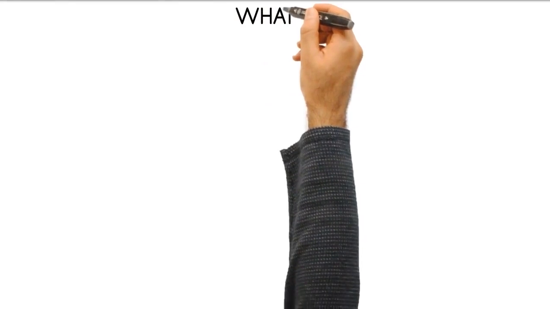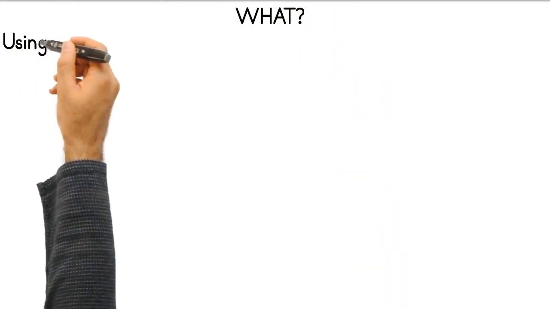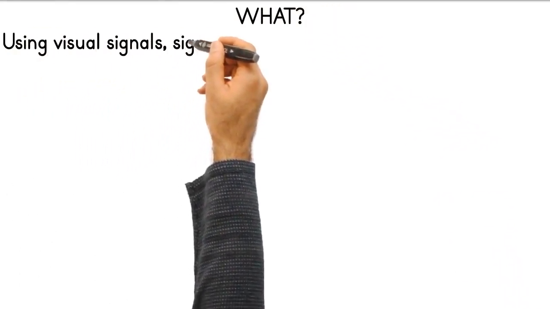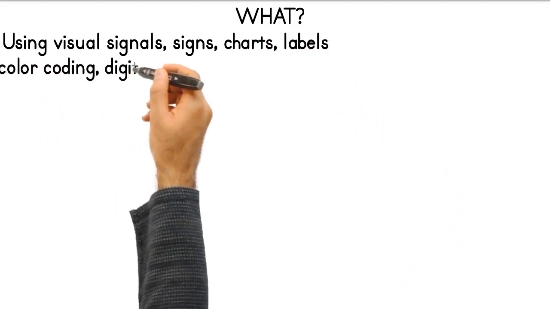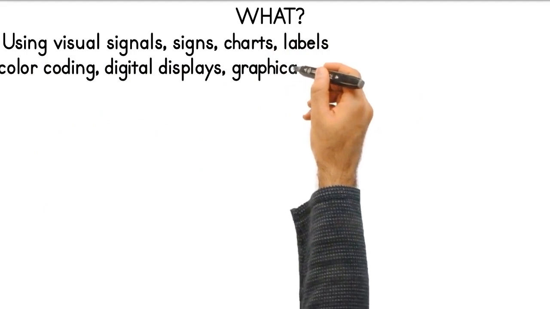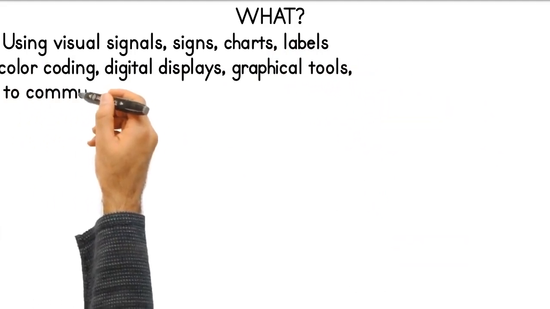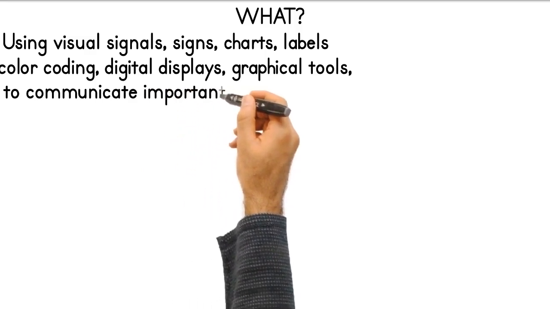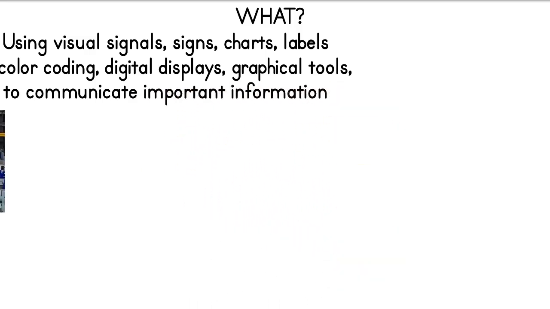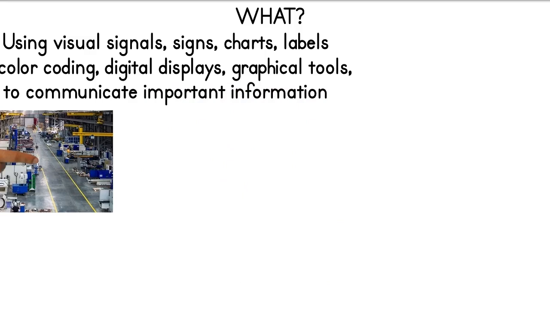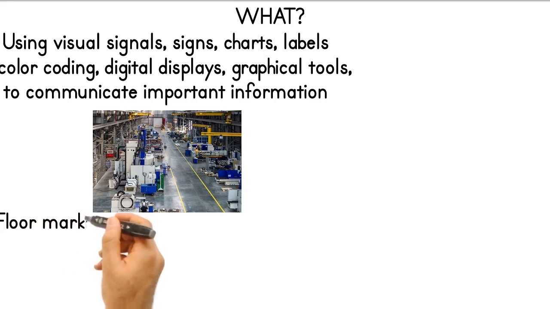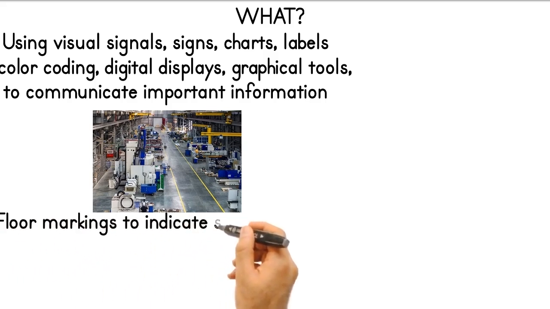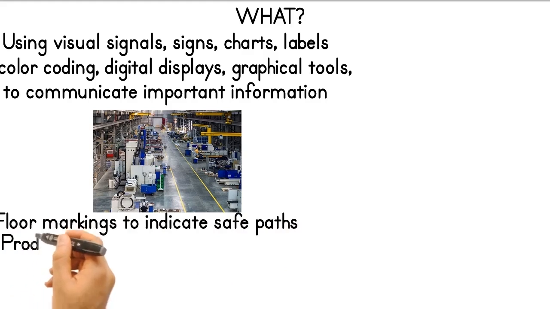Definition: a visual factory refers to the practice of using visual signals, such as signs, charts, labels, color coding, digital displays, and other graphical tools, to communicate important information in a manufacturing or production environment. These visual elements help operators, managers, and other stakeholders to quickly access and understand operational data, workflow status, quality standards, and safety procedures without needing to search for information or ask questions.